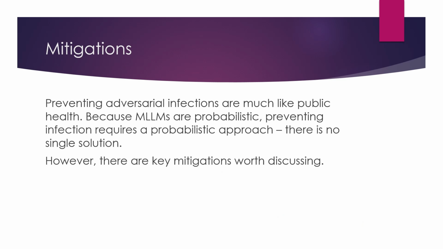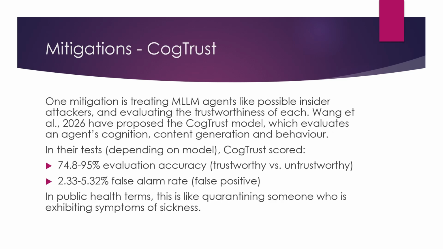And the mitigations are much like public health because it's infectious. Because MLLMs are probabilistic, preventing an infection requires a probabilistic approach. There is no single solution in the same way that there is sometimes with securing code, where you can say, yes, this has been secured. One key mitigation is treating MLLMs like possible insider attackers and evaluating the trustworthiness of each agent.